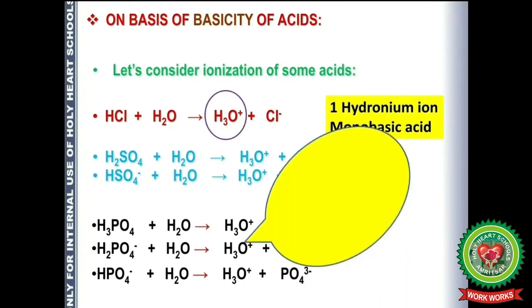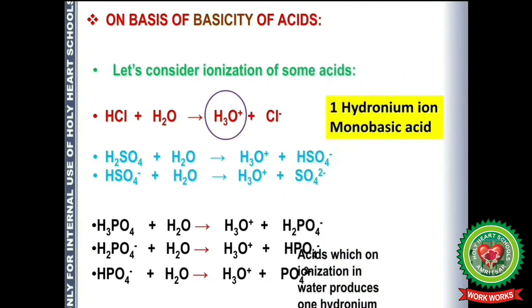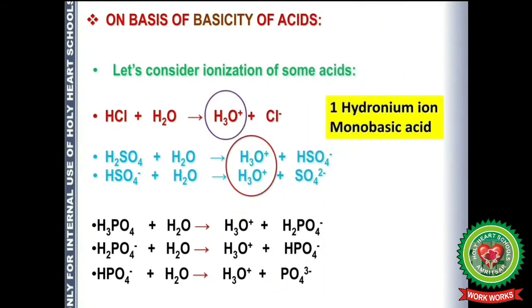monobasic acid. What are monobasic acids? The acids which on ionization in water produce one hydronium ion per molecule. Only one molecule is present and it produces one hydronium ion. So therefore it is termed as monobasic acids.